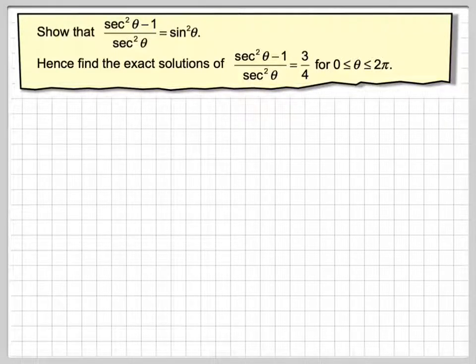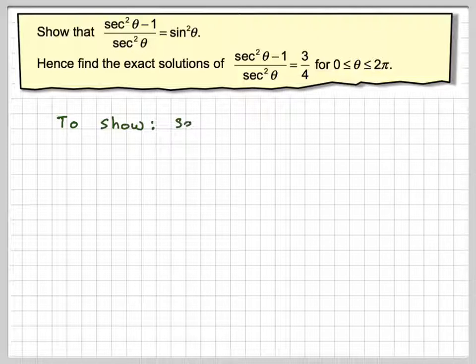In this video, we're going to solve a trig equation by first proving an identity. It says, show that (sec²θ − 1)/sec²θ is equal to sin²θ. And then it says, hence find the exact solutions of (sec²θ − 1)/sec²θ = 3/4 for θ between 0 and 2π. So we're solving this in radians.